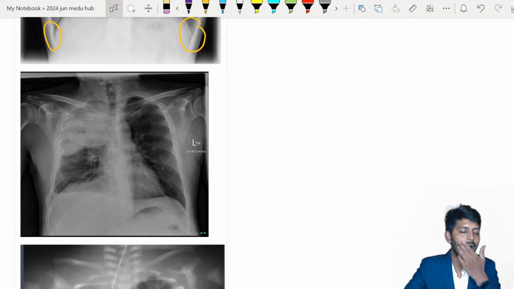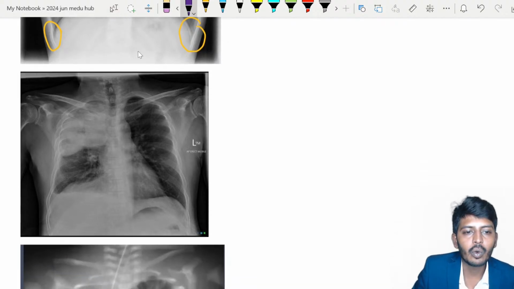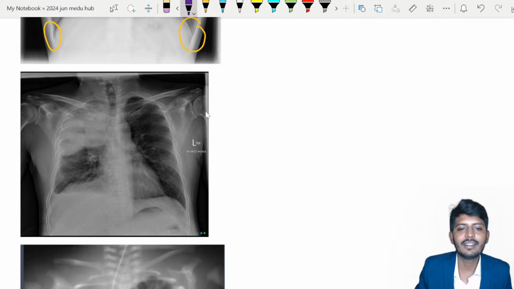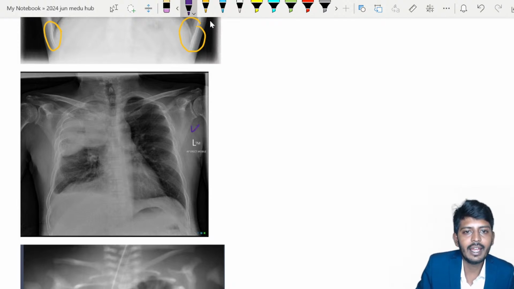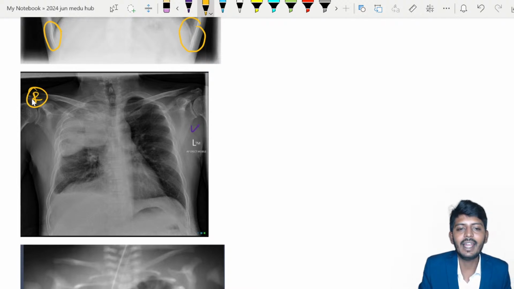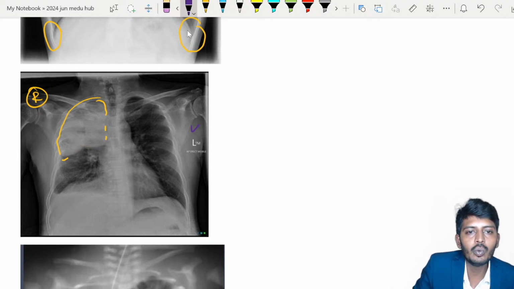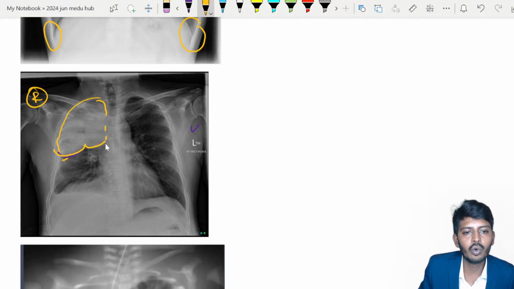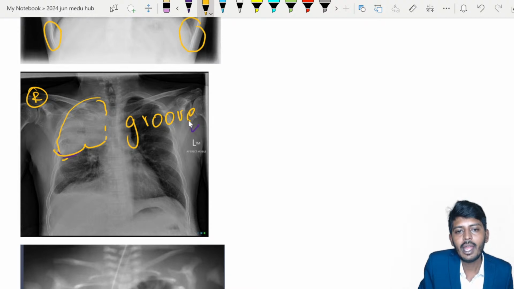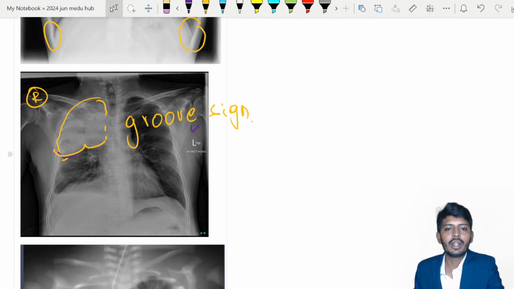Now, once we understood hilar lymphadenopathy, notice this particular image: this is your left side, this is your right side. Now in this image, where is the pathology? Yes, you can notice on the right side, in the upper lobe, there are changes. Look here, a groove has formed. We call it a groove sign. It is seen in patients with pneumonia. Groove sign. Now let's go to the next important image.